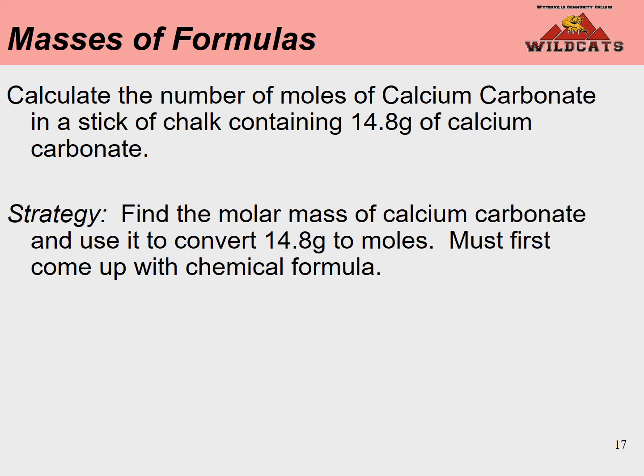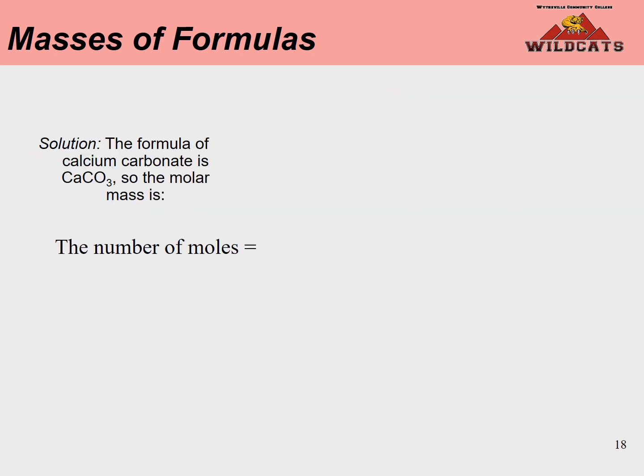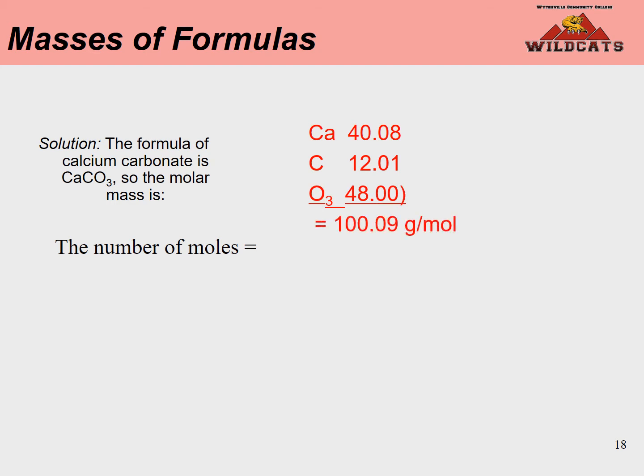So now it says calculate the number of moles of calcium carbonate in a stick of chalk containing 14.8 grams of calcium carbonate. This is similar to those grams to moles conversions we were doing just a couple slides ago, but now we're going to do it for a whole compound. So the first thing we need to do is find the molar mass of calcium carbonate. So we're going to take calcium, carbon, and 3 oxygens. So oxygen 16 times 3 is 48. And so we end up with 100.09 grams per mole for the calcium carbonate.